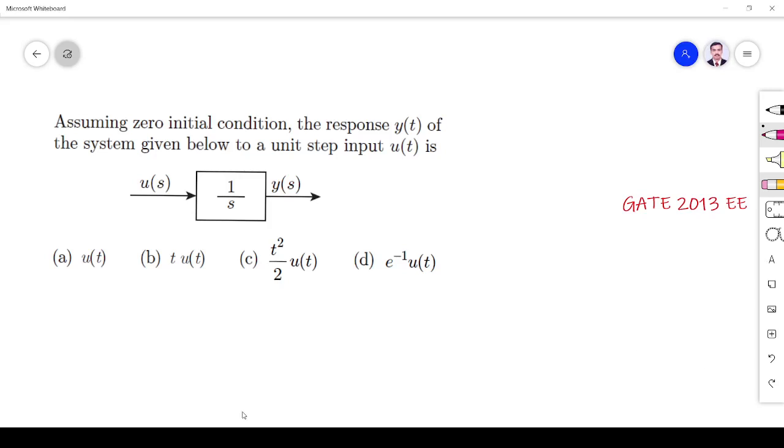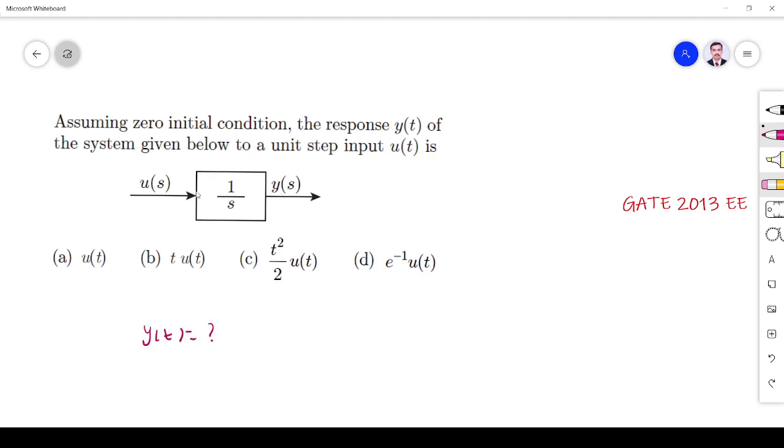Hi friends, in this video let us solve a signals and systems related question asked in the GATE 2013 repeat paper. The question is: assuming zero initial condition, the response of the system given below to a unit step input is dash. They are asking y of t, right?